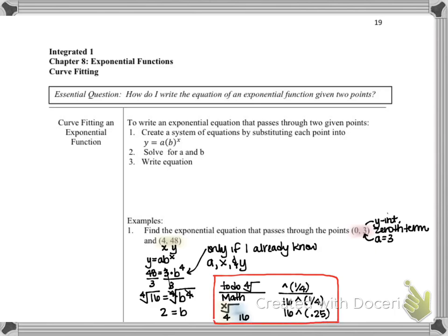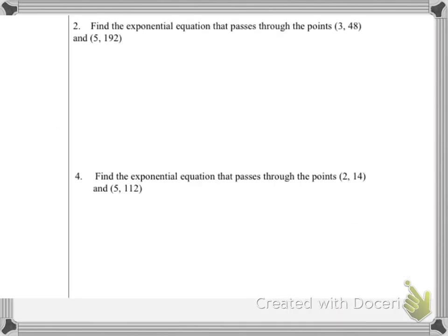So if we go back to the problem that we were working on, we have A, and now from the calculations that we did, we know what B is. So I'm going to take what I already know and write my equation. So y is equal to A times the B that I got, which was 2 to the x power. So this is going to be the equation that goes along with this problem. Okay, let's move on to the next one.